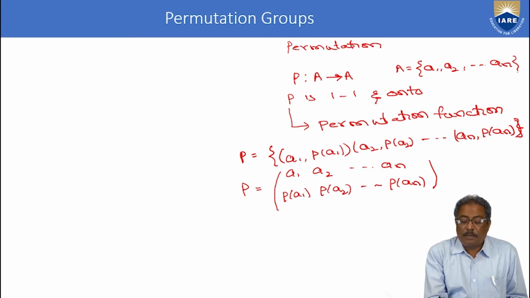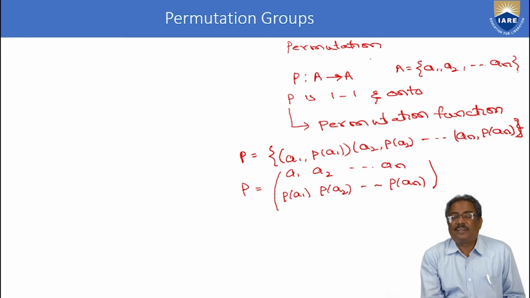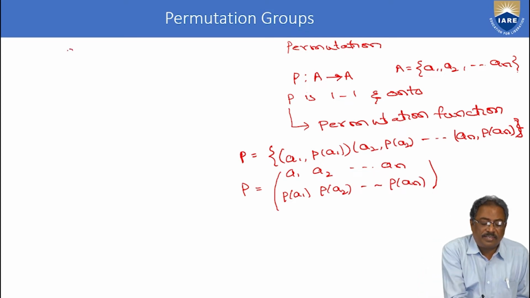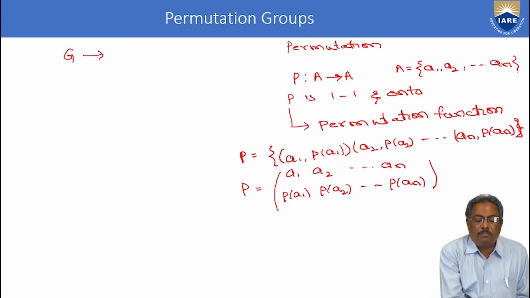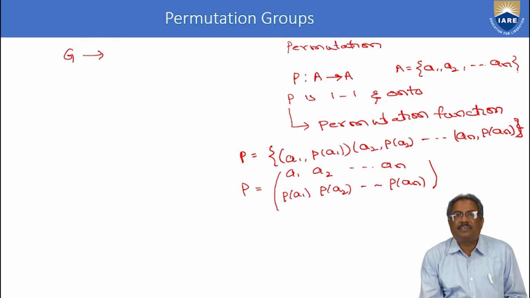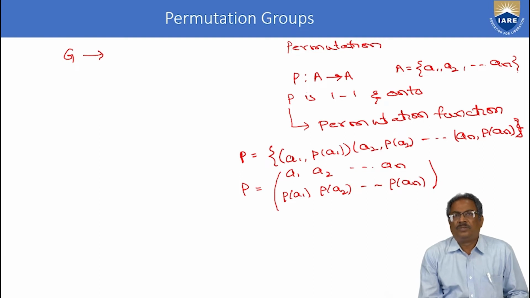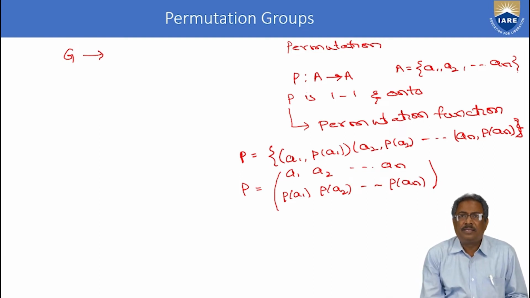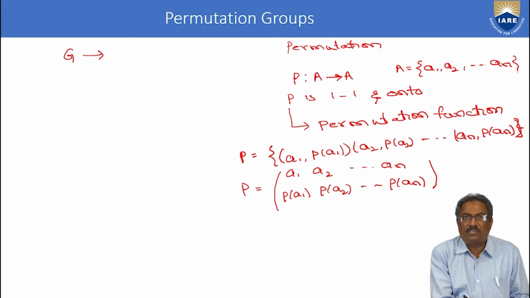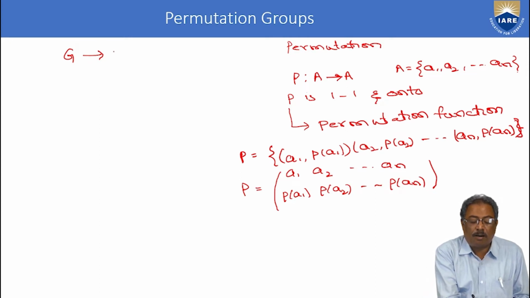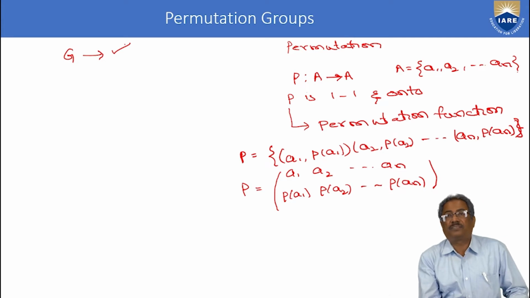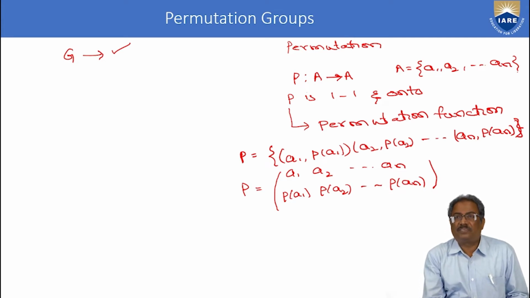Now a permutation group is nothing but a non-empty set. When we say that G is a group, G is a non-empty set, a set of all elements, whatever the elements may be. It may be the real number system, or the natural number system, or some other system. So G is a non-empty set. Now a permutation group consists of all permutation functions. What is meant by all permutation functions?